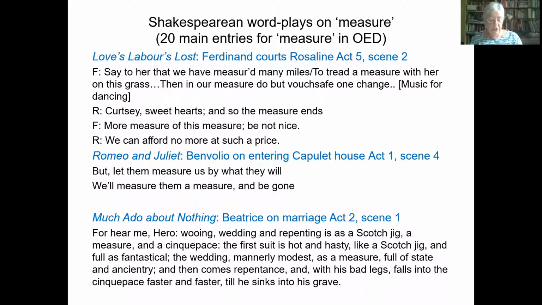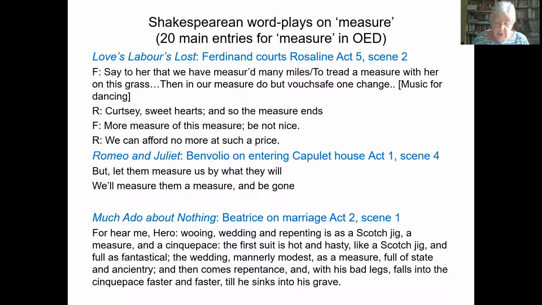Another significant use of the word measure, not as a pun, but as a simile for marriage, is in Much Ado About Nothing, which I'm sure you all know. "For hear me, Hero, wooing, wedding and repenting is as a Scotch jig, a measure and a cinquepace. The first suit is hot and hasty, like a Scotch jig, and full as fantastical. The wedding, mannerly modest, as a measure, full of state and ancientry. And then comes repentance, and with his bad legs, falls into the cinquepace faster and faster, till he sinks into his grave."